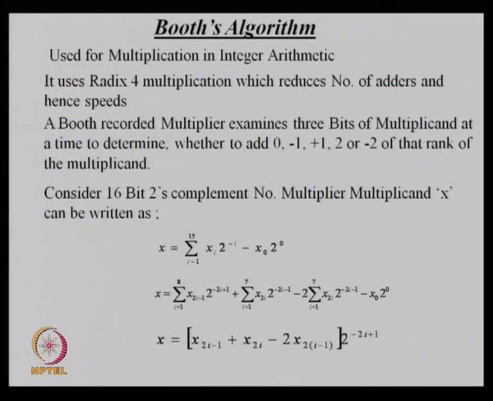Now, what is this? It says that a Booth recoded multiplier examines 3 bits of the multiplier. This is a further radix 4. This is essentially a modified kind of thing, but let us see what I am talking about. A Booth recoded multiplier examines 3 bits of the multiplier at a time to determine whether to add 0, minus 1, plus 1, 2 or minus 2 times the multiplicand. Before we go to this, maybe I will discuss the same issue a little later, but let us look at the kind of things we do here.